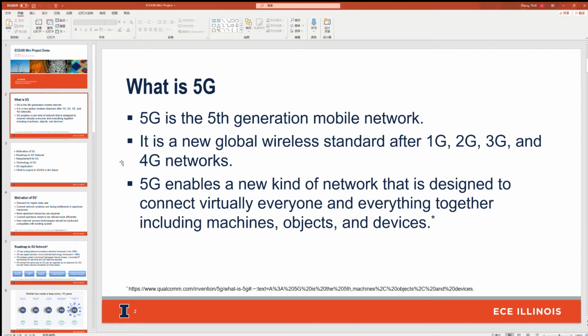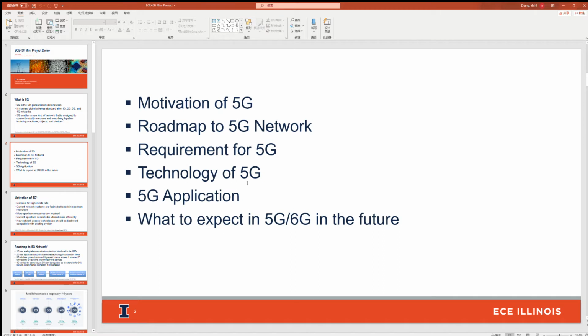So for this topic, I will cover the following six parts. First is the motivation of 5G. Second is the roadmap to 5G network. Third is requirement for 5G. Then the technology that used in 5G, what is 5G applications, and what we can expect in the future for 5G and 6G.